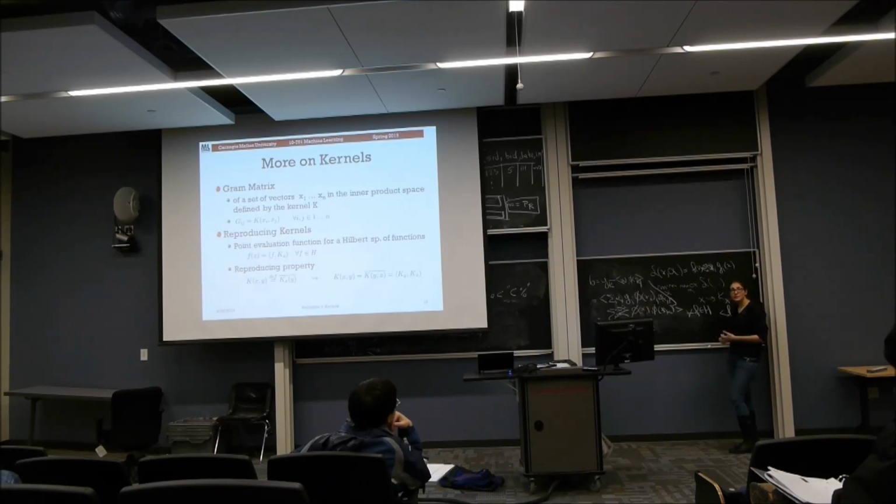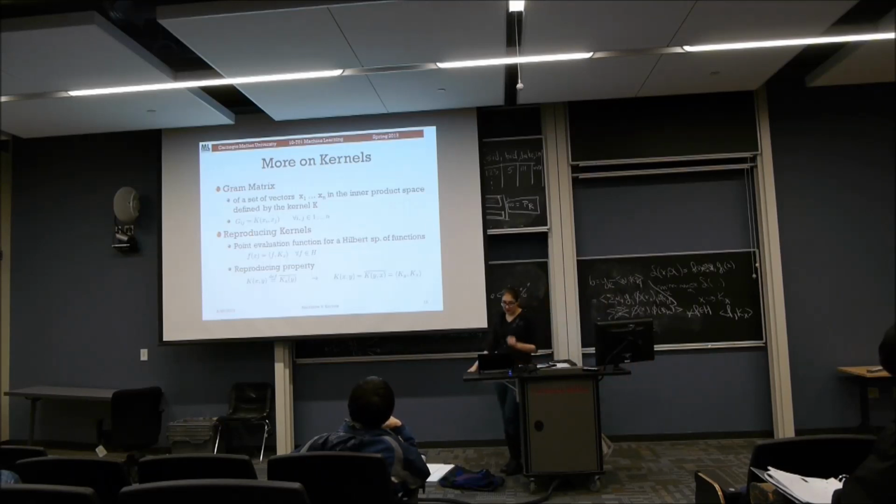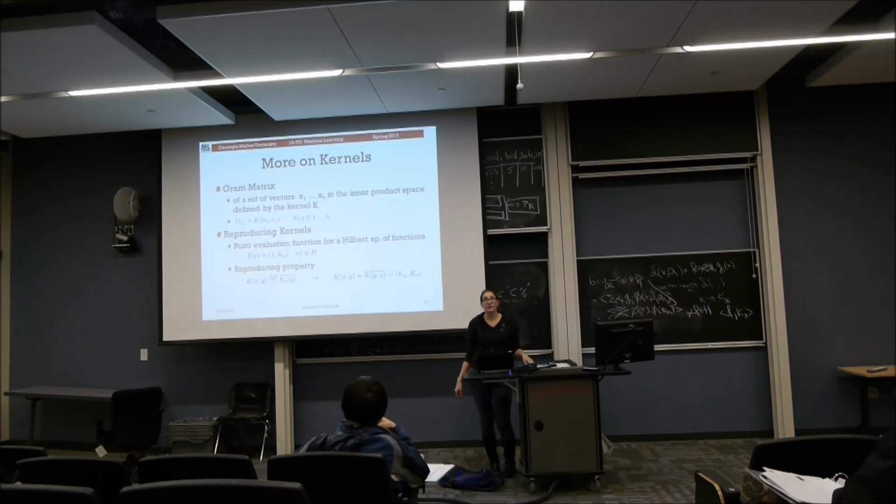Does everyone sort of follow? So the reproducing property basically says that K of x, y is the complex conjugate of K of y, x, which results from the definition of the kernel. Does everyone see how that makes sense? The reproducing property?